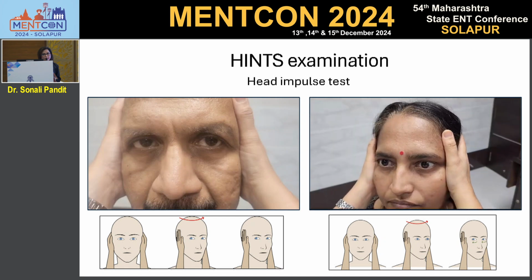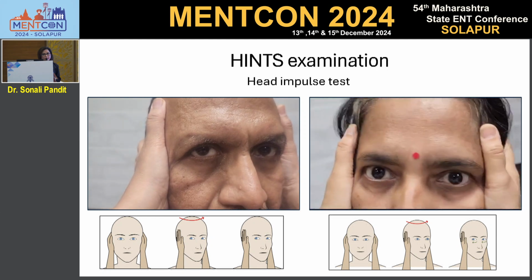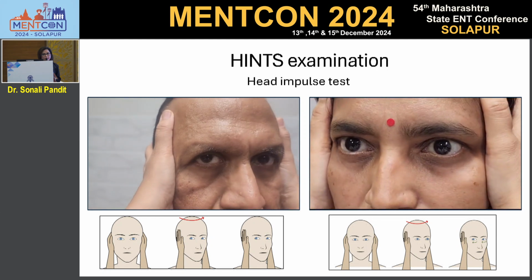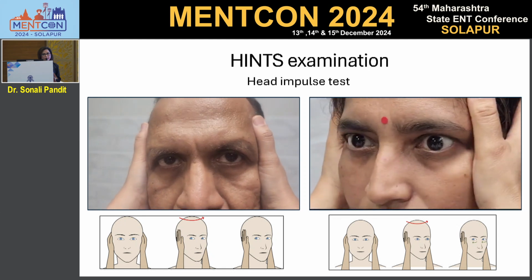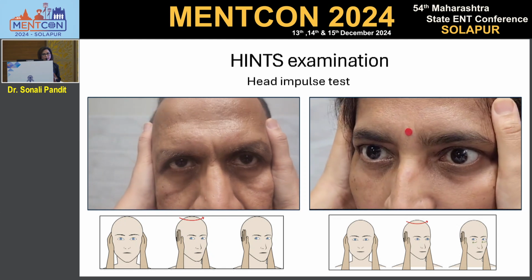Now look at this lady. She's got a positive head impulse test on left. So this is vestibular neuritis. So usually in peripheral lesions or vestibular neuritis, you'll get a positive head impulse.